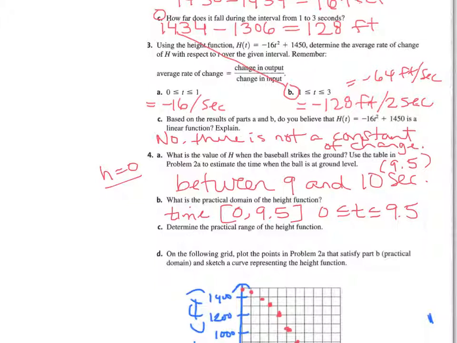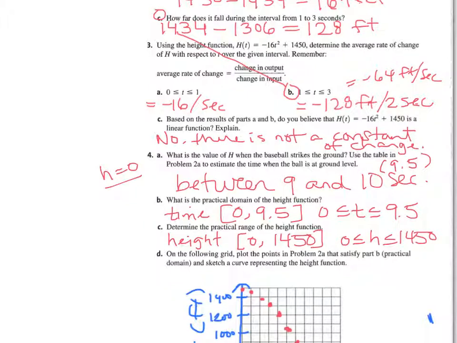So what's the practical range? Well, the range is my height. It's never going to go above that initial height that it had, and it's never going to go below ground. So we would say 0 to that 1450, which was the initial height. Again, I'll put it in the other one if we want that too.